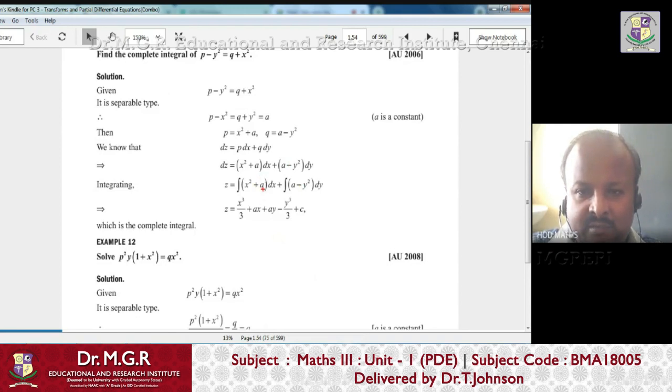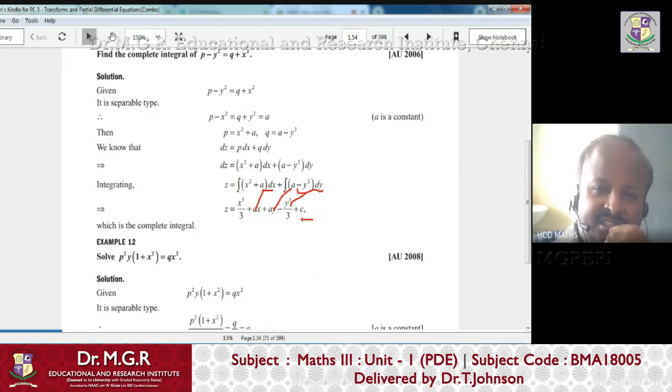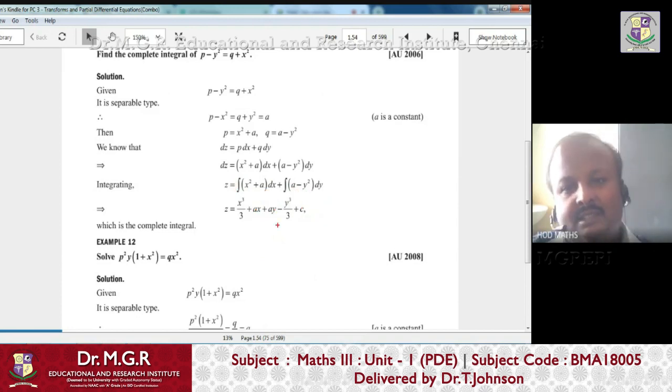Since you are integrating with respect to X, you get AX. But if you are integrating with respect to Y, you get AY. And the integral of Y square is Y cubed by 3. Since you are integrating, you have to put an arbitrary constant, because there are no limits. So if there are no limits, you have to put an arbitrary constant C. Now you can see Z is there, X and Y are there as two independent variables, and A and C are there as two arbitrary constants. So now we call this the complete solution of the given PDE.